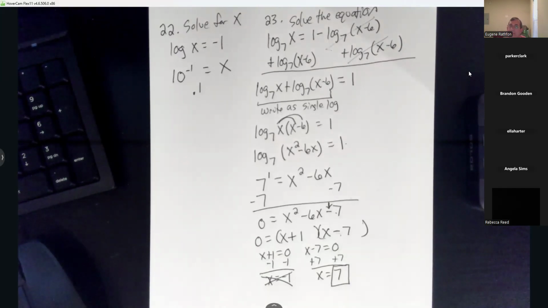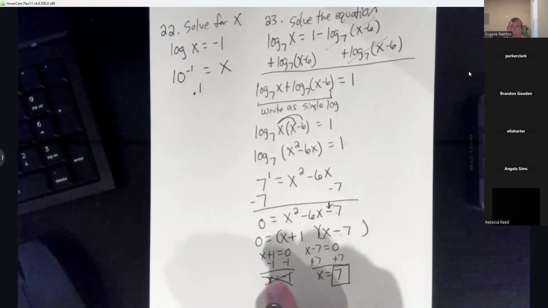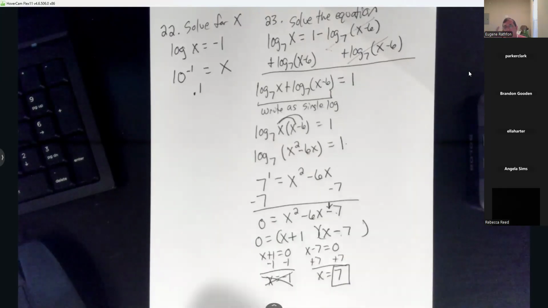Yeah, so that was tricky. Just remember on 23, once you get them, you're always going to have a negative on this one because it's going to give you one answer negative and one positive. Keep that positive answer only.